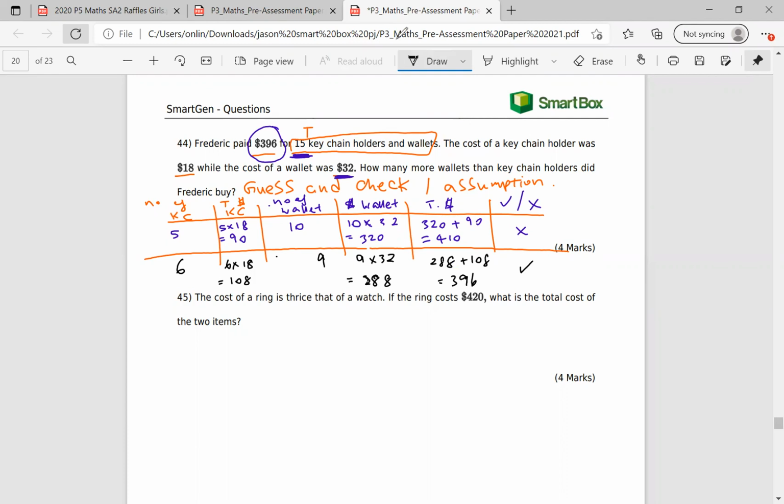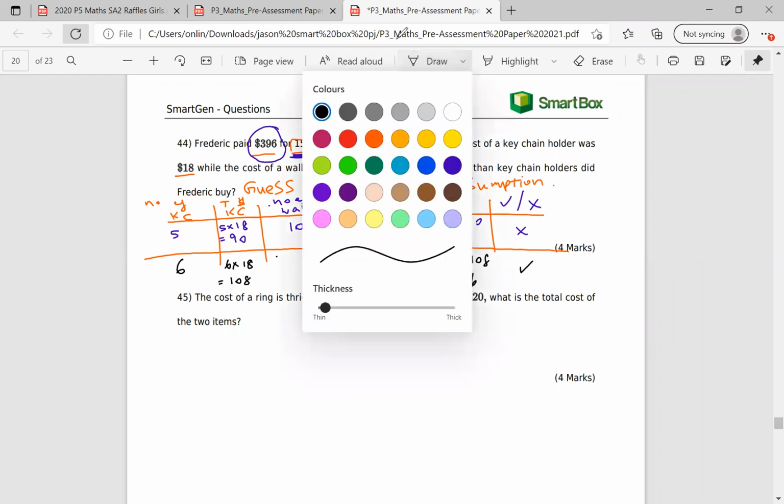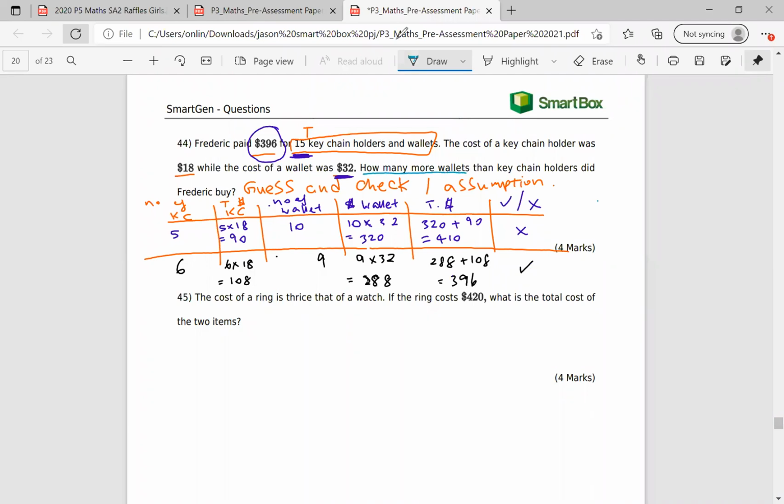After we do our guess and check, don't forget to answer back to the question. So I need to see what the question wants. The question here wants us to find how many more wallets than keychain holders. So wallet, we know we have 9. Keychain holder, we know we have 6. So there's one more step that you need to take, 9 minus away 6. Then you get 3, which is the answer. In case you make a mistake by just doing the guess and check and leave it as it is, you'll get minus 1 mark for not showing this, because that's not the final answer.